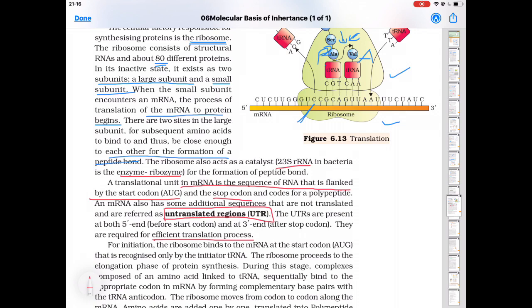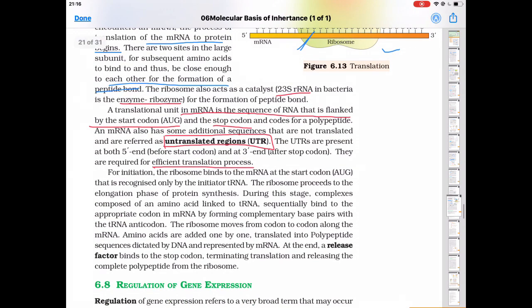For initiation, the ribosome binds to the mRNA at the start codon. Wherever starting codon AUG is present on the mRNA, the smaller subunit of ribosome attaches to that codon. That is recognized by the initiator tRNA. The ribosome proceeds to the elongation phase of protein synthesis.